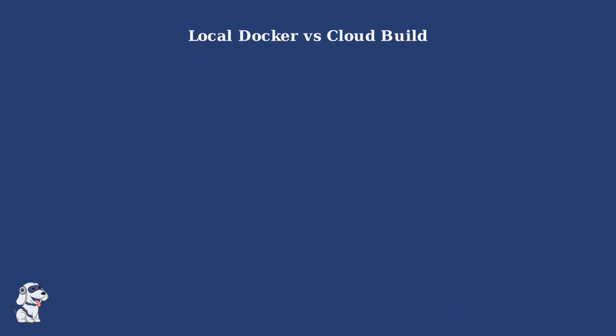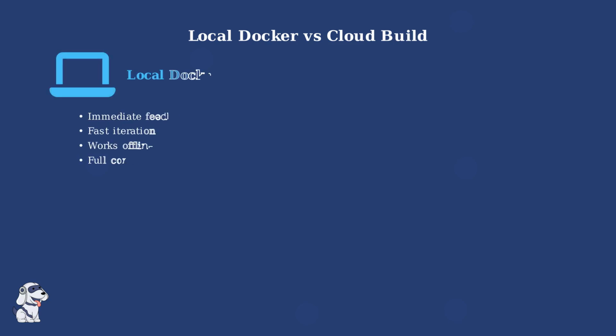When building containers for Cloud Run, you have two main approaches: building locally with Docker on your machine or using Google Cloud Build in the cloud. Each has its place in your development workflow. Local Docker development gives you immediate feedback and fast iteration cycles. When you make changes to your code, you can quickly rebuild and test your container right on your development machine.